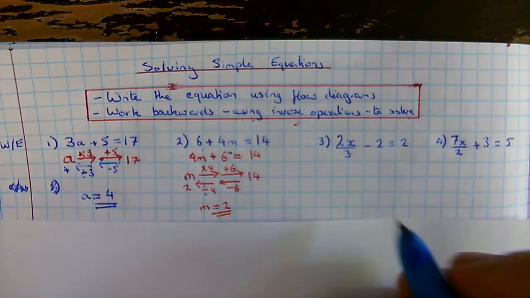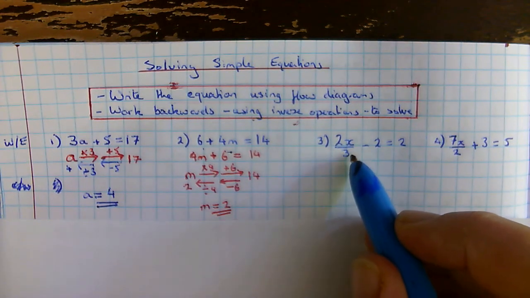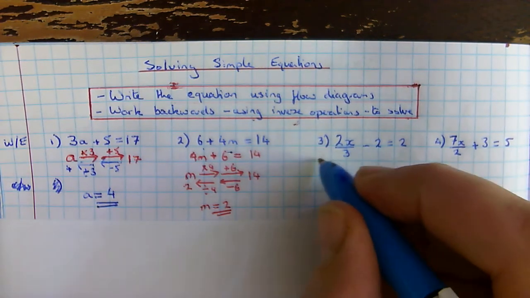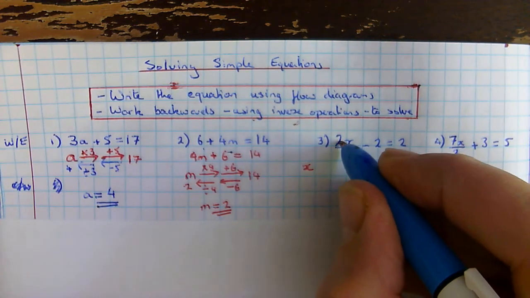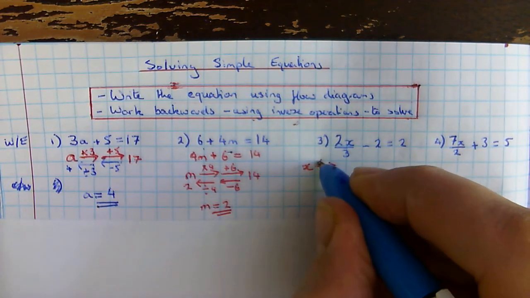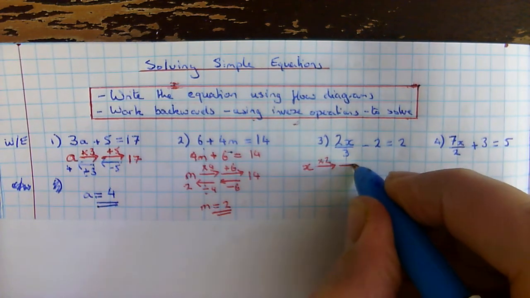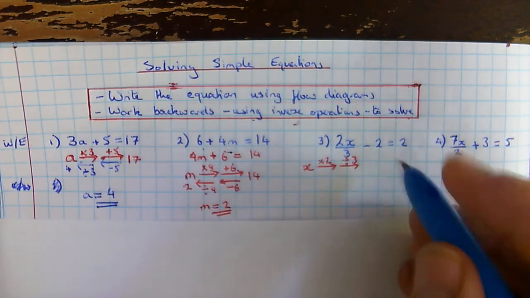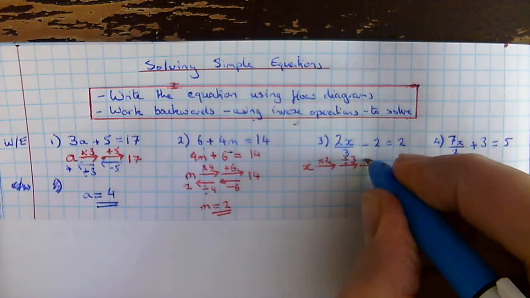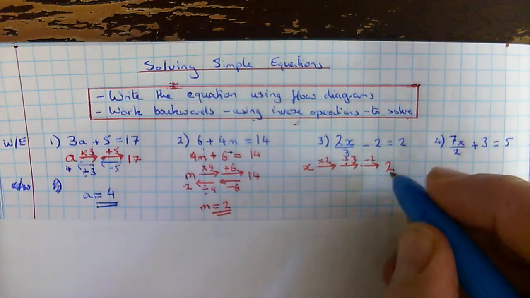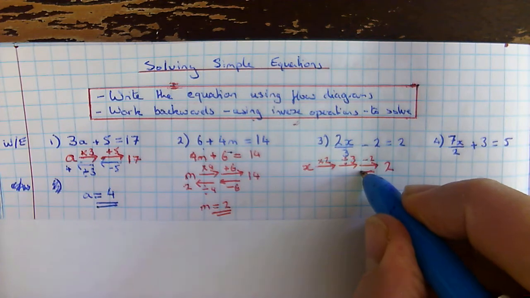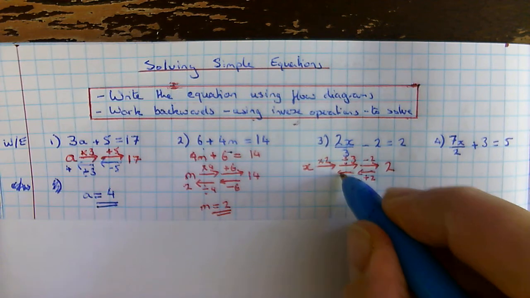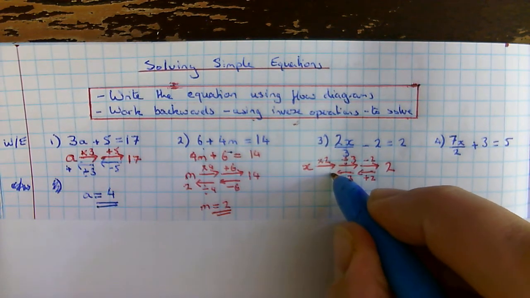It can get a little bit more complicated. So here I've got 2x over 3 take away 2 equals 2. So we think about what that means. I start with x. The first thing I'm doing is timesing it by 2. Then that 3 underneath tells me that I must have divided it by 3. I've then taken away 2, and it's given me the answer of 2. So I work backwards. The inverse of take away 2 is add 2. The inverse of divide by 3 is times by 3. The inverse of times by 2 is divide by 2.